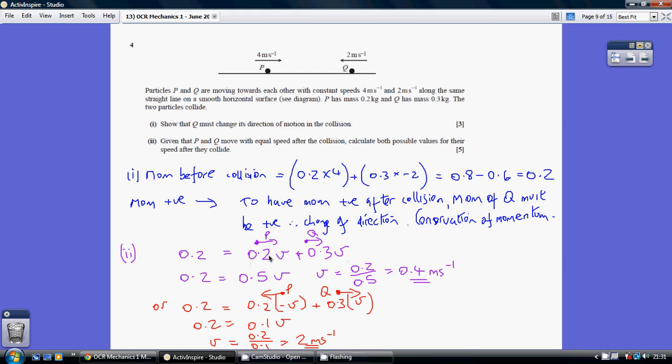So we've got 0.2v, mass times velocity, plus 0.3v. So altogether that's obviously 0.5 lots of v, so v equals 0.2 over 0.5, which is 0.4. However, the consistency of these balls, the sponginess of them or what have you, may be such that in fact Q does go off to the right, but P actually goes off to the left instead.